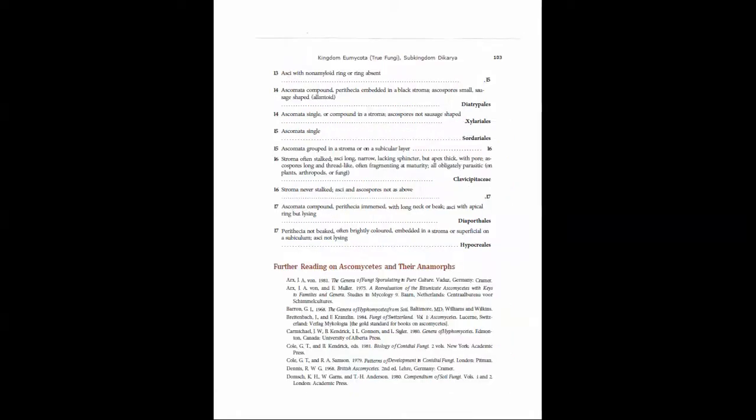14. Kingdom Eumycota, true fungi, subkingdom Dikarya. 13. Asci with non-amyloid ring or ring absent. 15. 14. Ascomata compound, perithecia embedded in a black stroma, ascospores small, sausage shaped, allantoid. Diatrypales. 14. Ascomata single, or compound in a stroma, ascospores not sausage shaped. Xylariales. 15. Ascomata single. Sordariales. 15. Ascomata grouped in a stroma or on a subicular layer.